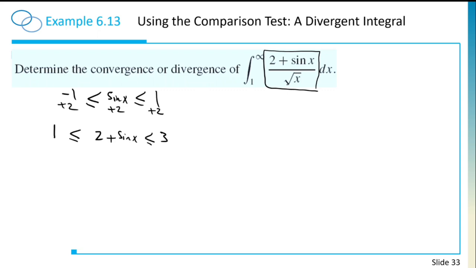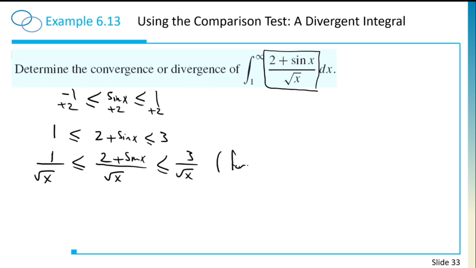Remember here, for x greater than or equal to 1, this square root doesn't equal 0. So I can multiply by 1 over radical x for all of them. So this is now 1 over radical x less than 2 plus sine x over radical x less than 3 over radical x. This is for x greater than or equal to 1. Now, if you just take the integration for these, I need to know which side will be useful for me first. Remember, this one, it's one of the famous ones that we can easily find.